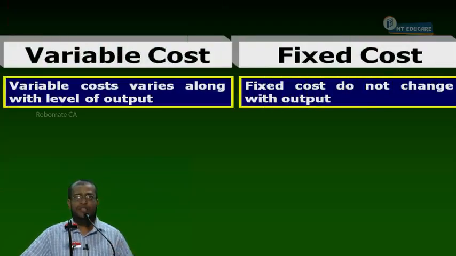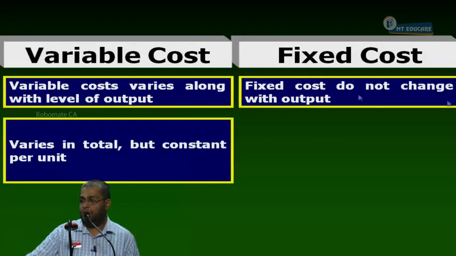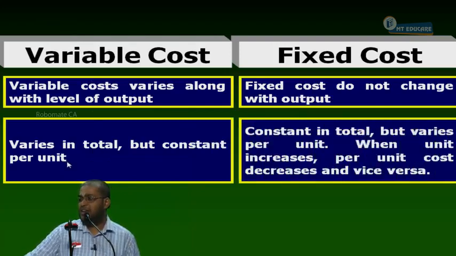Now please answer my question. This has already been discussed. Variable cost varies along with what? Output level. Fixed cost does not change with the output. Variable cost varies in total, constant per unit. Fixed cost is constant in total, but varies per unit. When units increase, per unit fixed cost decreases and vice versa. Everybody, yes or no?